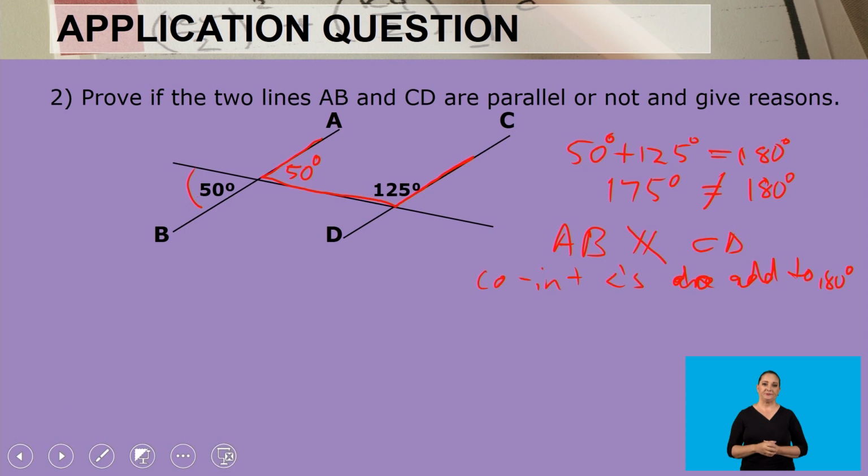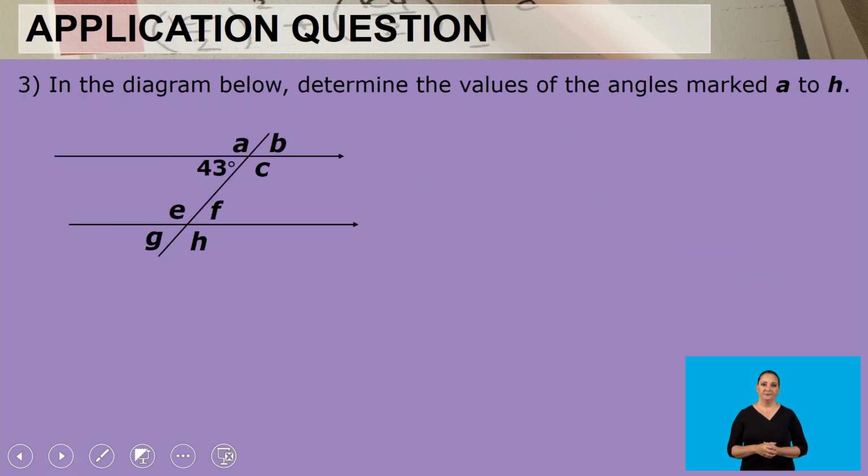All right, the next one. The next question: in the diagram below, determine the values of the angles marked A to H. All right, when you look at the diagram, you would already see that one first fact is that the lines are parallel. And then we are given one angle which is 43 degrees.